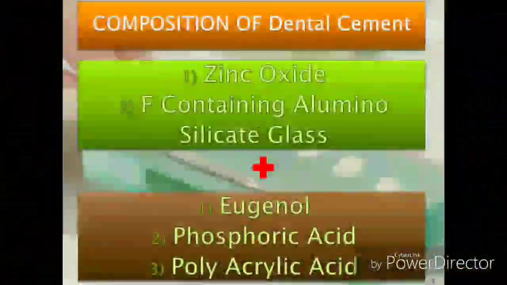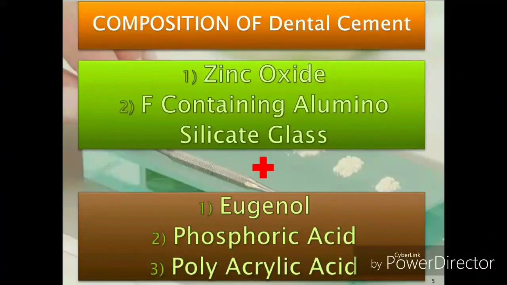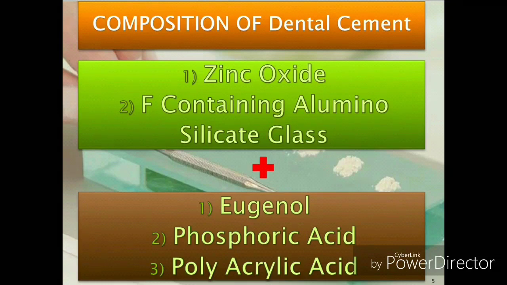Just keep in mind the two powder components: zinc oxide and fluoride containing glass, basically silicate glass. Keep these two powder components in your mind, and the combination of these powder components with different acids or liquid components is going to give us the composition of various dental cements.